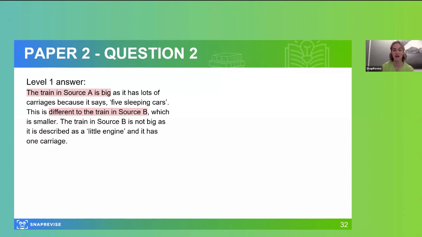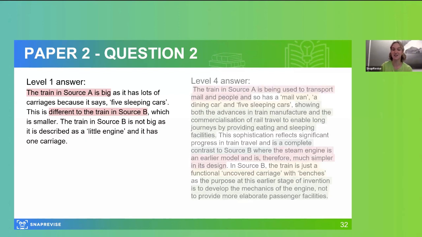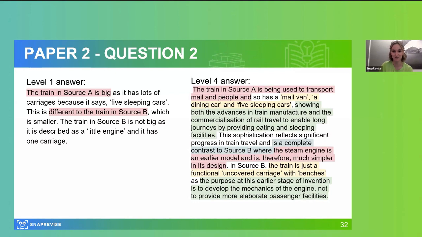It is a very basic level answer. However, this is how you can turn it into a level 4 answer. So again, this is using PEA with a little sentence in the middle, which is highlighted in blue to show that you are comparing. So in contrast to level 1, this level 4 answer is a lot more detailed. It uses PEA twice within the same paragraph.